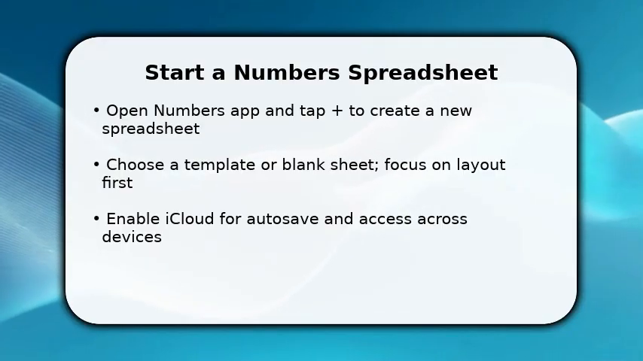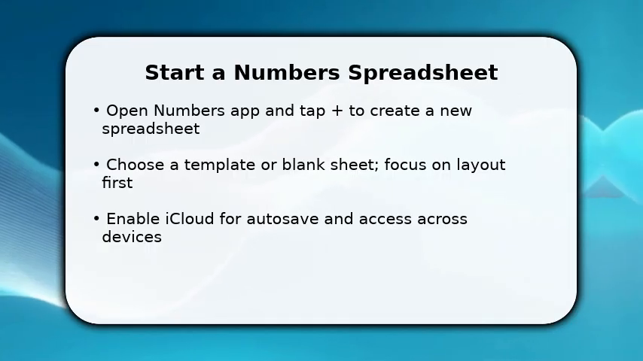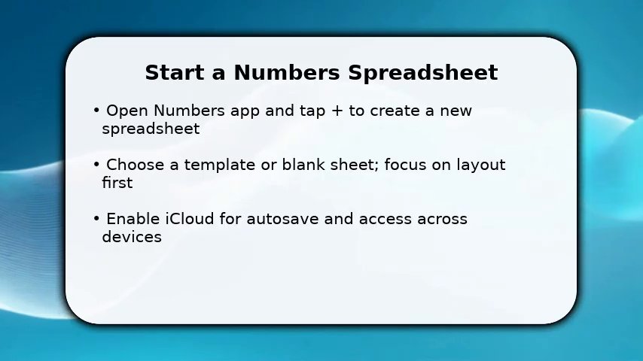You start by opening Numbers on your iPad and creating a new spreadsheet. Pick a blank sheet or a template that matches your goal. Once done, set up a simple table. Tap the plus, add columns and rows, then name headers clearly so you can reference them later.